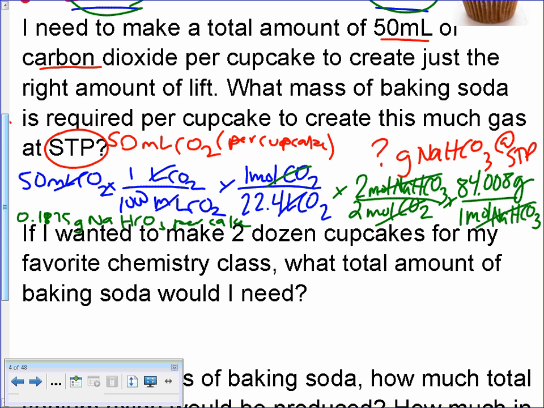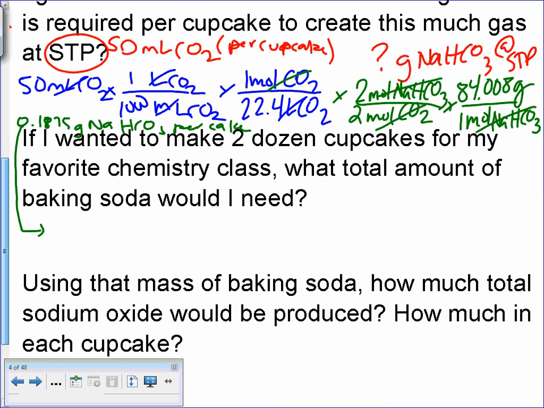Ooh, that's not that much, right? If you're baking, that's not that much. So if I wanted to make 2 dozen cupcakes though, like most people don't make 1 cupcake, that's a lot of willpower right there. If you want to make 2 dozen cupcakes, how would you get the number of grams of sodium bicarbonate you would need? So multiply by 24. So that's easy, but I want to show you how you actually did it in your head with stoichiometry.